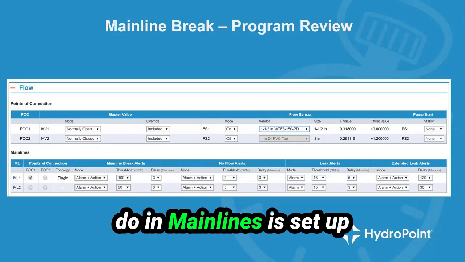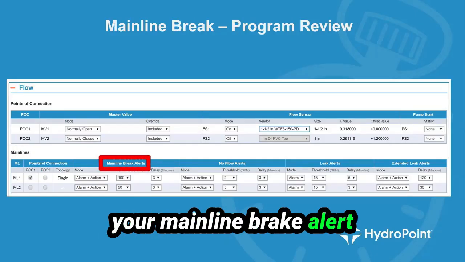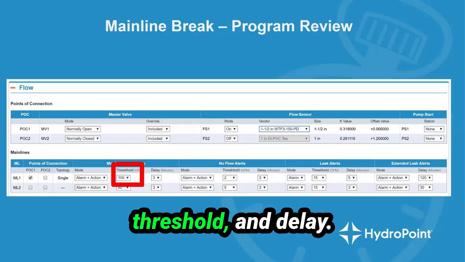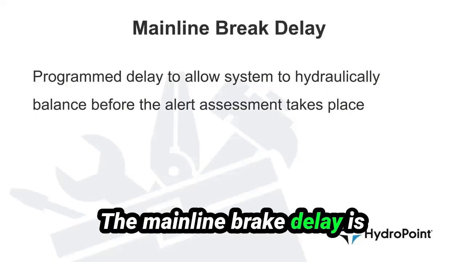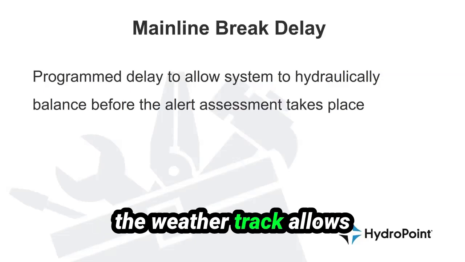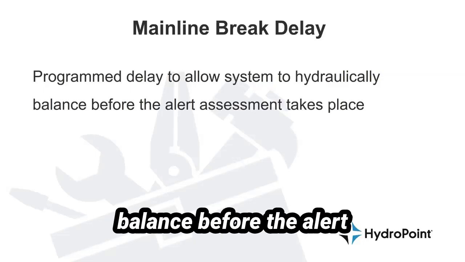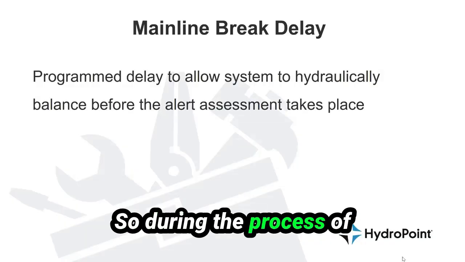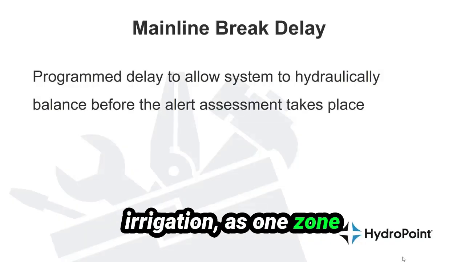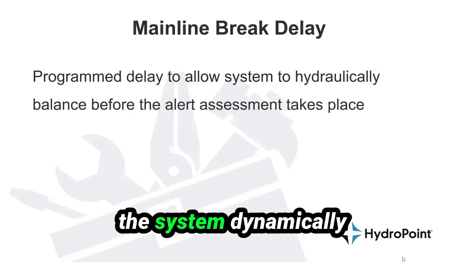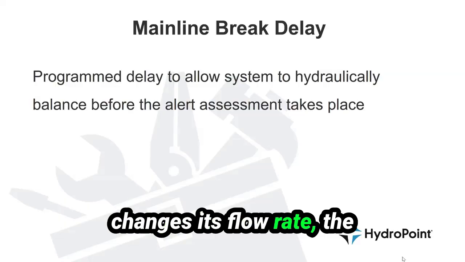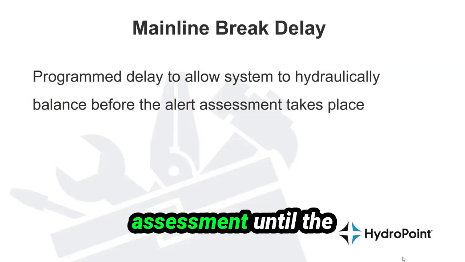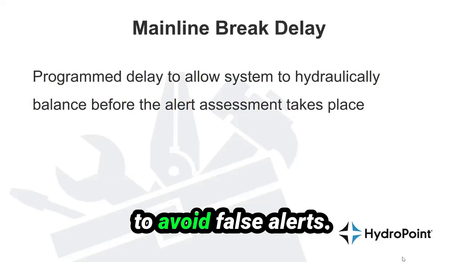And the first thing we do in mainlines is set up your mainline break alert settings, specifically the mainline break alert mode, threshold, and delay. The mainline break delay is the set amount of time that WeatherTrack allows your system to hydraulically balance before the alert assessment takes place. So during the process of irrigation, as one zone transitions to the next and the system dynamically changes its flow rate, WeatherTrack allows a delay or suspends the alert assessment until the system balances out to avoid false alerts.